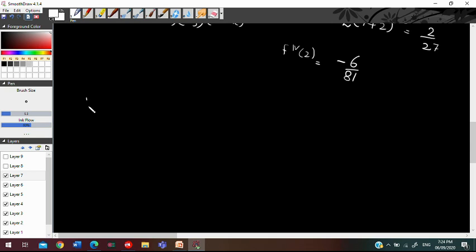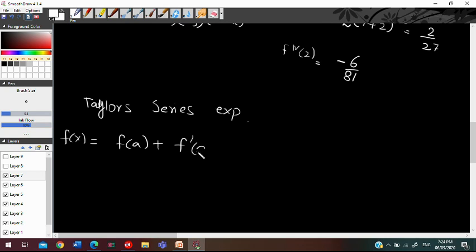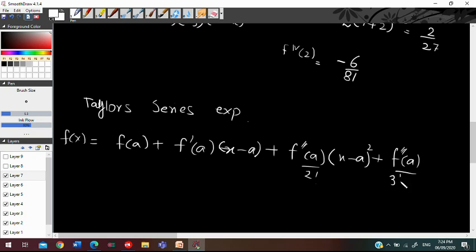So the Taylor series expansion is: f of x is equal to f of a plus f prime of a into (x minus a) plus f double prime of a by 2 factorial into (x minus a) square plus f triple prime of a divided by 3 factorial into (x minus a) cube, and so on.